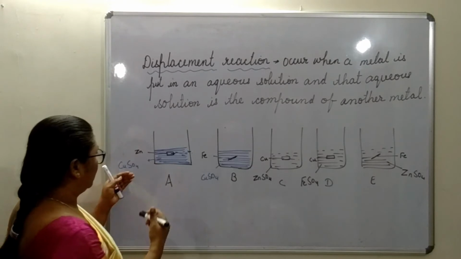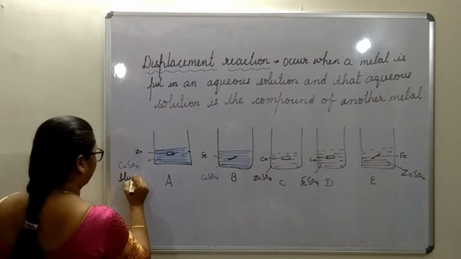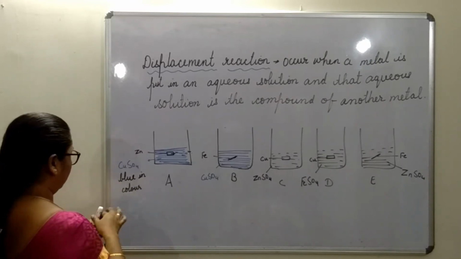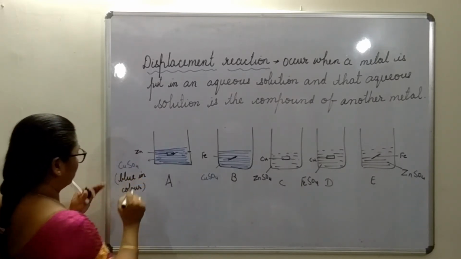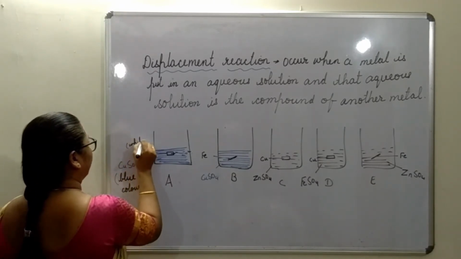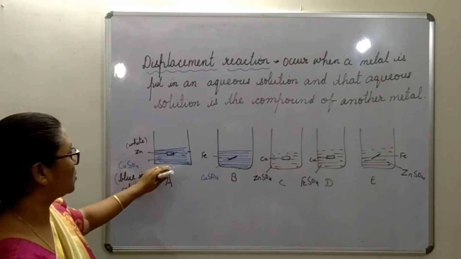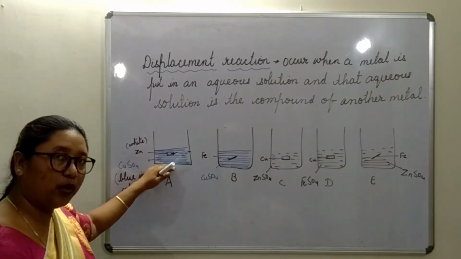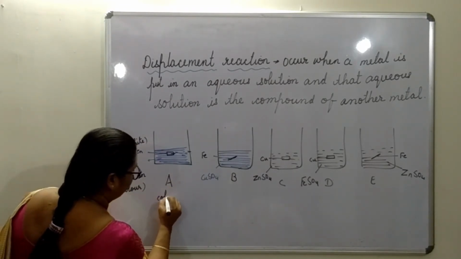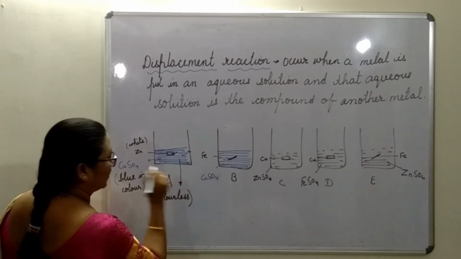Now, after some time or over a period of time, what we will find is that the color of the aqueous copper sulfate solution, which you all know is blue in color, and this zinc is white in color. The color of the aqueous solution, which is blue, will change and become colorless. The solution will become colorless.